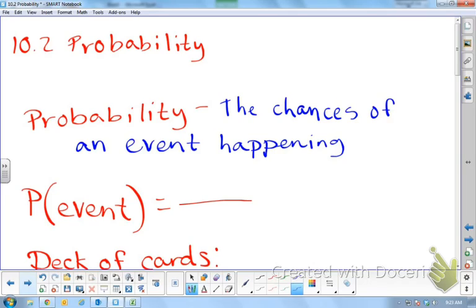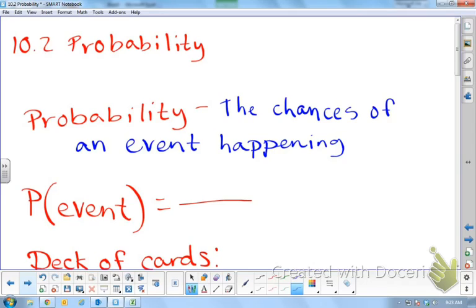If we flip a coin, our event might be that we want heads to happen, or our event might be that we want tails to happen. Or if we have a deck of cards, our event might be that we want to pull out a black card from the deck of cards. Or if we roll a dice, our event might be that we want to roll an odd number.